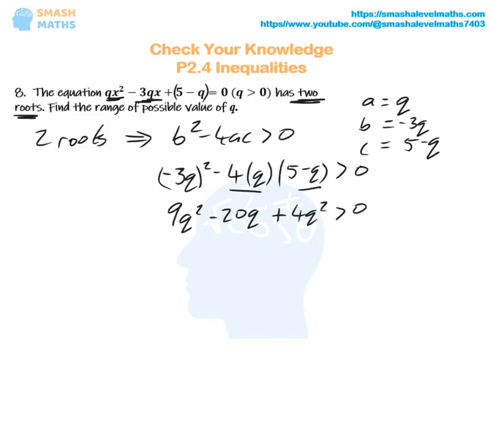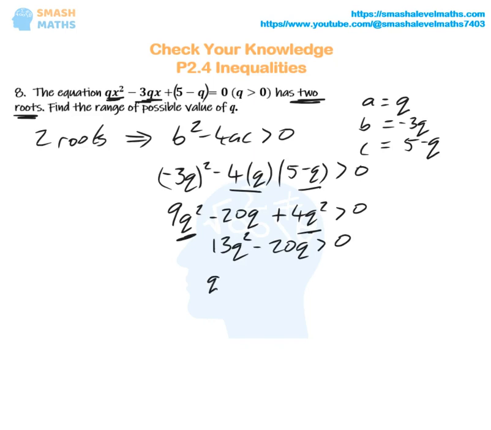A little bit of tidying up. Let's get our q squared terms sorted out. So we've got 13q squared minus 20q greater than 0. And so what we've done is we've created a quadratic inequality. Now let's do some solving, and again let's proceed by this. We'll factorise. There's not going to be a 2 bracket job because we haven't got a constant term on the end, so it's going to be a 1 bracket job.